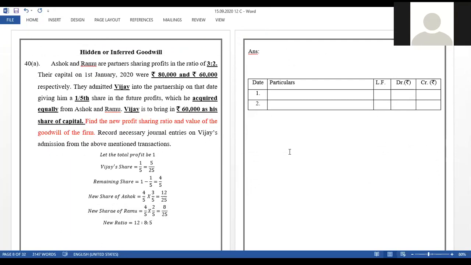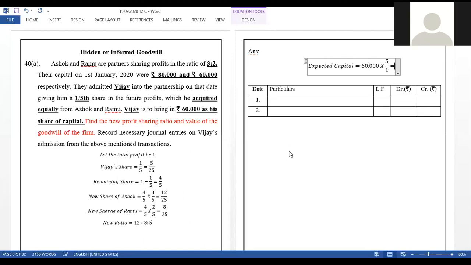सर पहले वो सर जो कैपिटल लेके आता है उसको उसके इनवर्स रेशियो में मल्टीप्लाई कर देंगे. Yes. उससे क्या मिलेगा? Then expected capital. Okay, we need to get expected capital first of all based on new partner's capital. New partner's capital कितना है? 60,000. Share कितना है? 1/5. So 60,000 into 5/1. Okay, just inverse ही करना है.